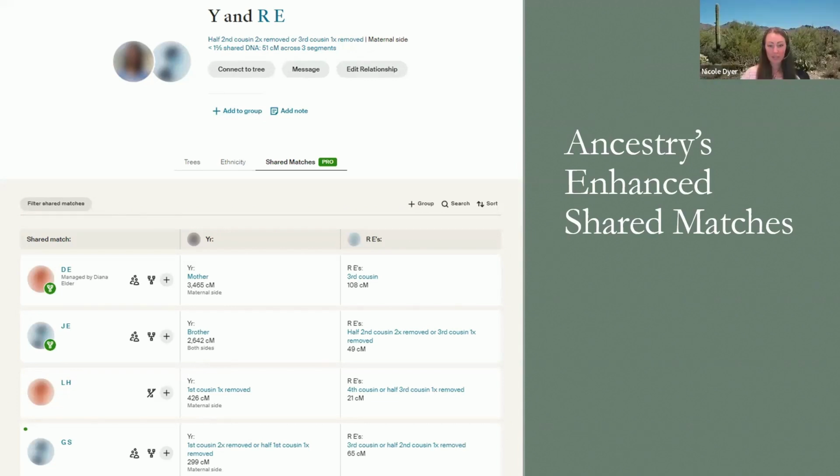All right, now let's keep talking about these enhanced shared matches. So how can this help us? I wanted to think of a use case that would be an immediate way we can all test out the enhanced shared matches. And the one that came to mind first is identifying an unknown match or a match who does not have a tree.